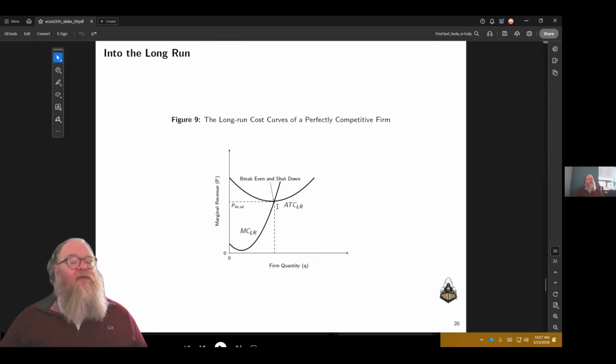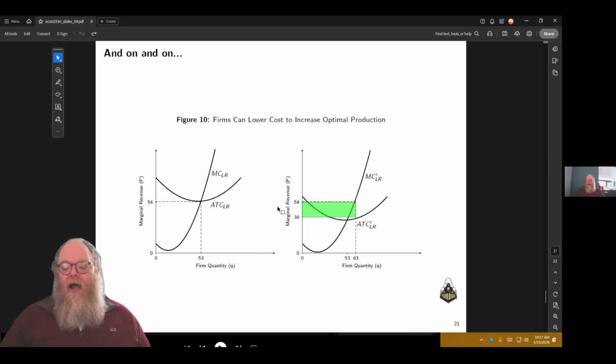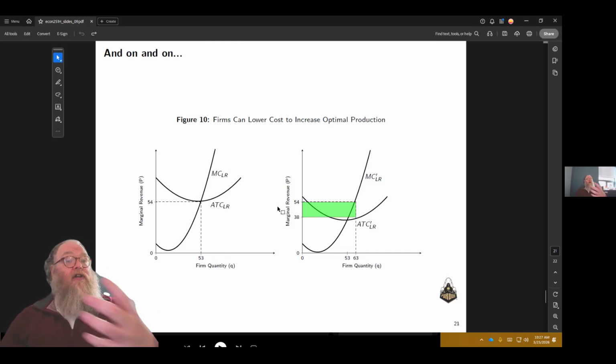I need to at least break even. If I'm not going to break even in the long run, then I should get out of the market. I should not be selling in this particular market at all. Now, you may not have necessarily picked up on this, but at this point, this gives us a really nice story to tell. That story has to do with what happens when we take a perfectly competitive market and transition it into the long run.